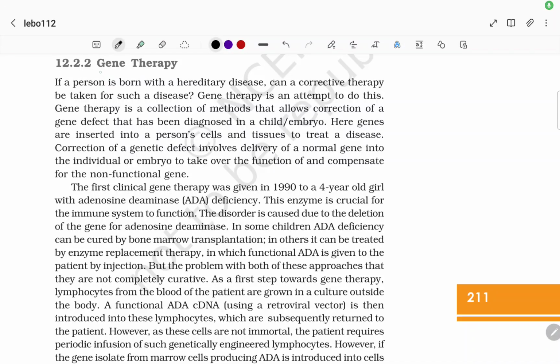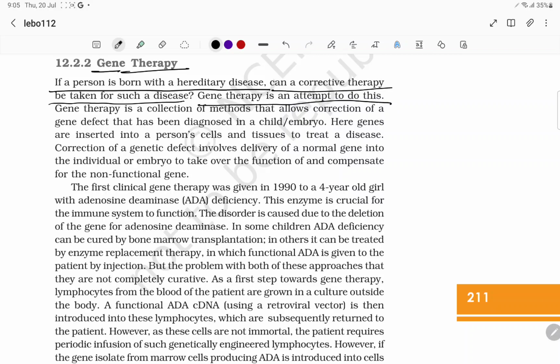So let's talk about gene therapy. If a person is born with a hereditary disease, meaning a lack of genes or lack of chromosomes, can a corrective therapy be taken for such a disease? Yes, it became possible. Gene therapy is an attempt to do this. So they attempted a therapy called gene therapy.